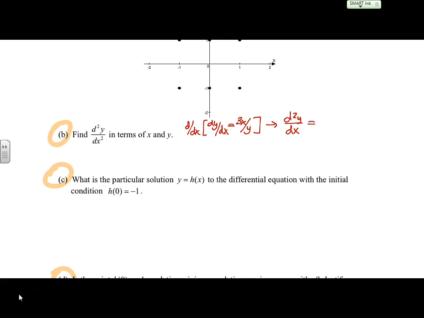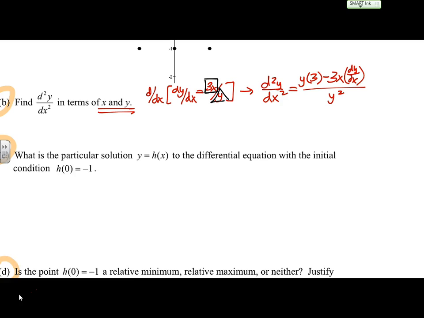And how do I take the derivative of this side? Quotient rule, good. Bottom d top minus top d bottom, all over bottom squared. That is not the final answer. They're telling us what our final answer looks like. It doesn't have to be simplified, but I do have to have only x's and y's.